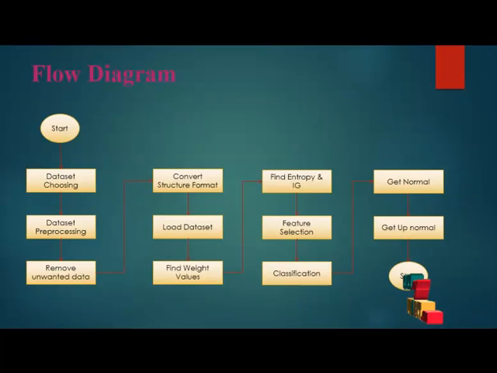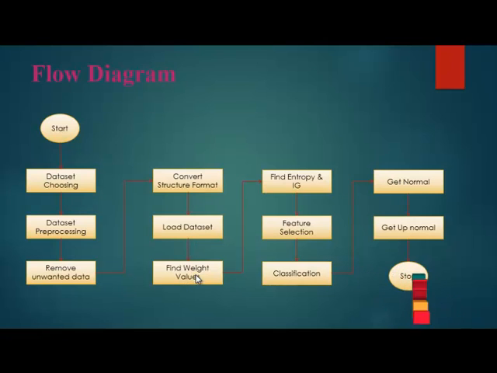Now we discuss the flow diagram. Start, then dataset choosing, and then dataset pre-processing. In pre-processing we remove the unwanted data, meaning special characters are removed, and convert it to a structured format. The structured format means converting the CSV file to text format, which helps the database side. That way we convert the dataset format from CSV to text format and then load the datasets into the database.